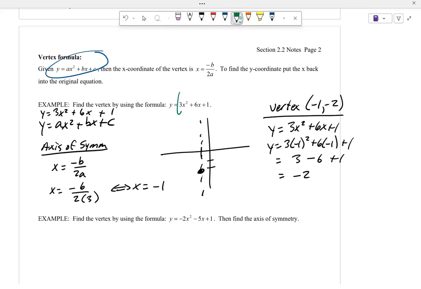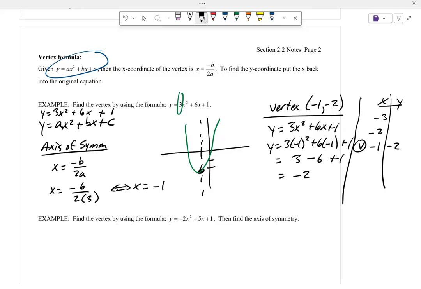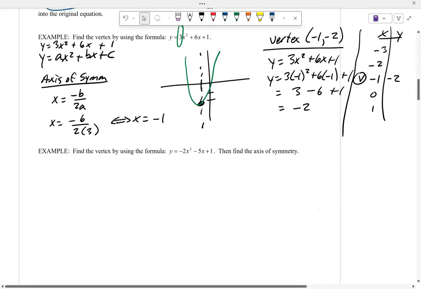And same thing for this a value. If it's positive, notice it's a +3, it's going to open up. So I know we didn't graph it, but I do know it's going to look something like that, right? The question didn't ask us to graph. If I was graphing, I would start at this vertex, -1, -2. That's my vertex, right? I would go to the left a couple, and I'd go to the right a couple, and I'd just plot the points. I'd be a little more accurate with it. But all right, let's move to this next one.